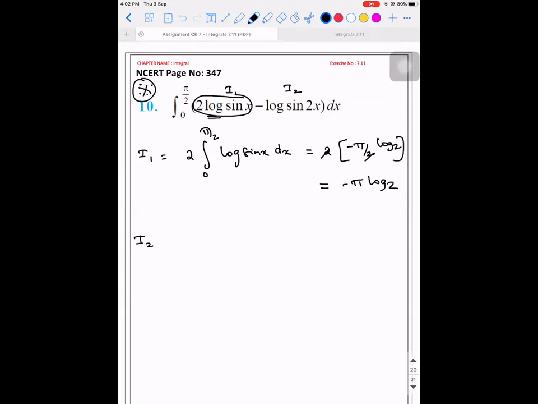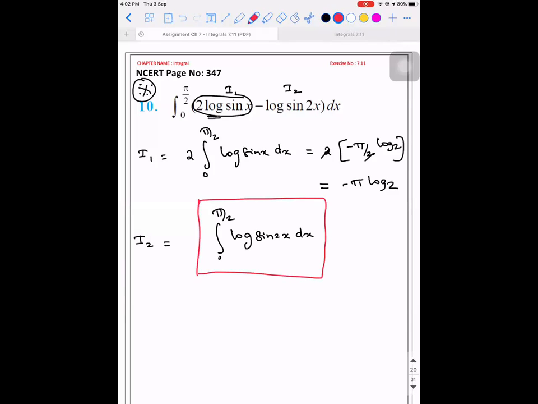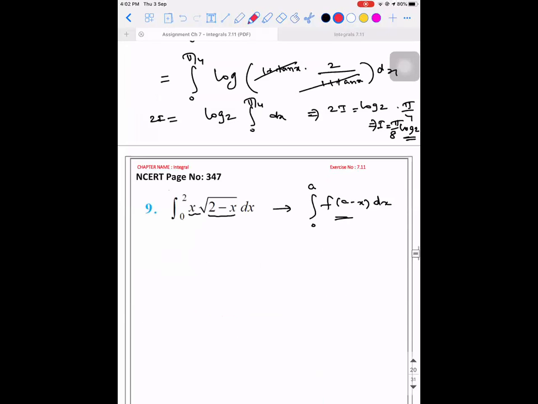Similarly, I2 will be how much? Minus of integral of 0 to pi by 2, forget about the minus for now, log of sin 2x dx. So remember, this was one of the intermediate steps of this. See.